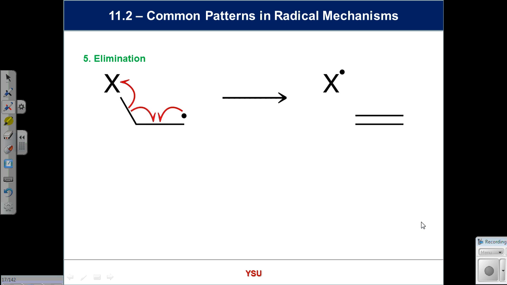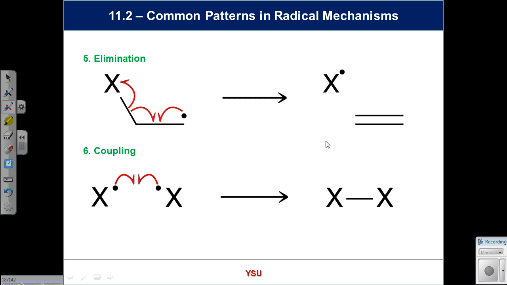This process, you don't see an awful lot, but it can happen. The addition of that X radical to an alkene is reversible. It can go backwards, and it can regenerate the alkene, and it can give you the X radical back. That will become important when we have to consider the use of bromine, for example. We've seen bromine add to alkenes. All of a sudden, it might do something different in the radical world.